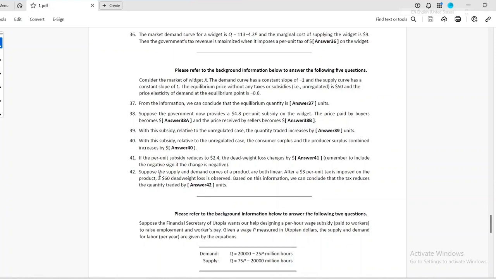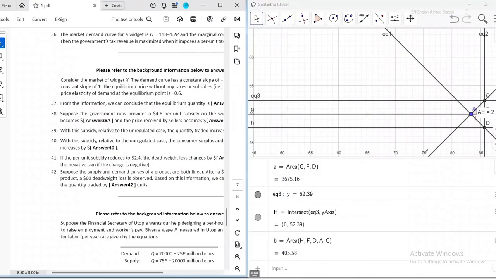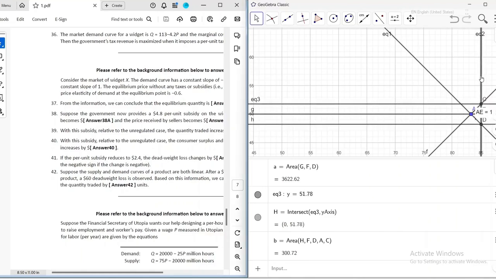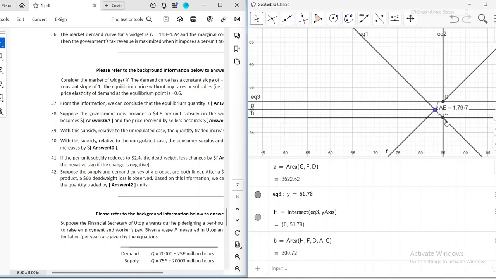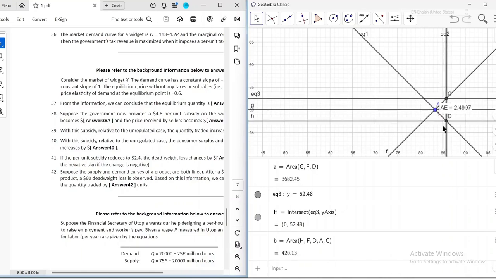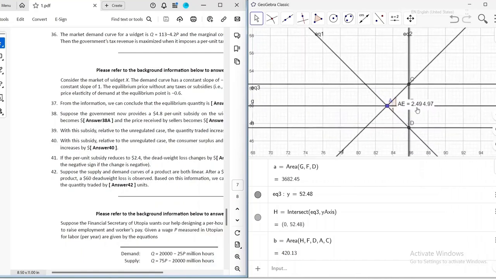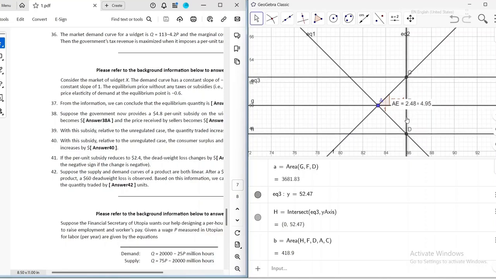Now, if the per unit subsidy reduces to 2.4, what is the deadweight loss change? So now let's change the subsidy to 2.4. Let's move this curve. I need to increase this. So let's make it 2.4.